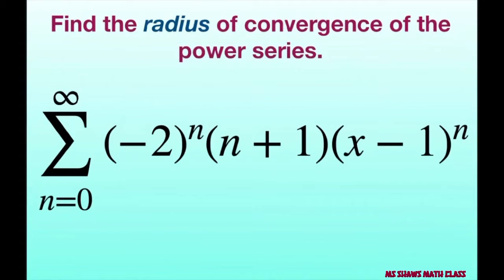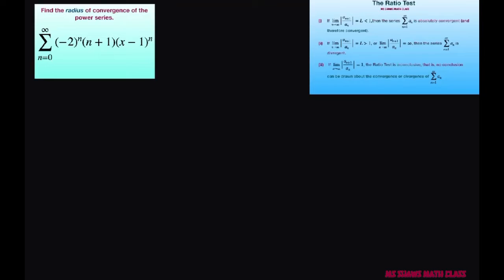Everyone, we're going to find the radius of convergence of the power series given here. We're going to use the ratio test to determine the limit, and for condition 1, if our limit is less than 1, that means our series is convergent, and if it's greater than 1, it's divergent.